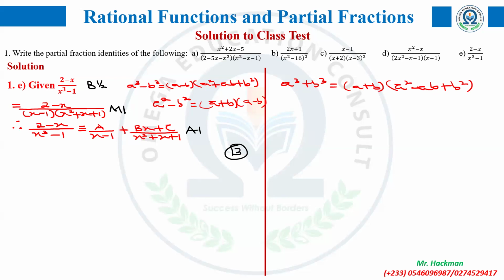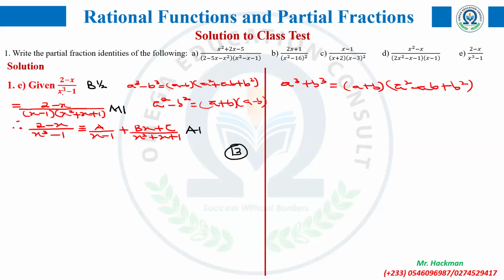So you should know the factorization of the difference of two squares, the sum of two squares, then the sum of two cubes, then the difference of two cubes. You should know the identity. So this is an identity. This is also an identity you need to know offhand.